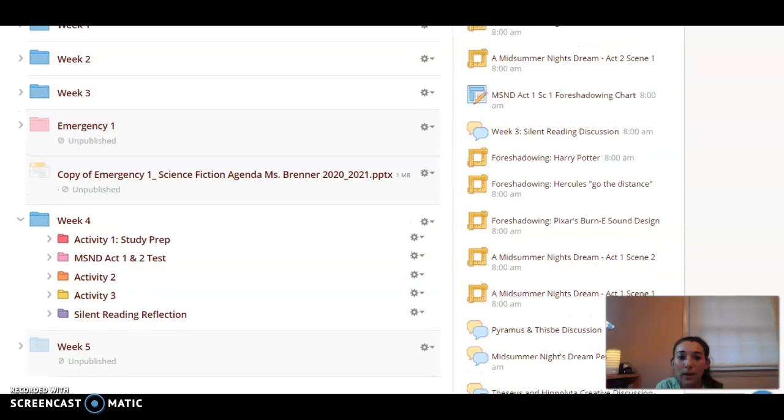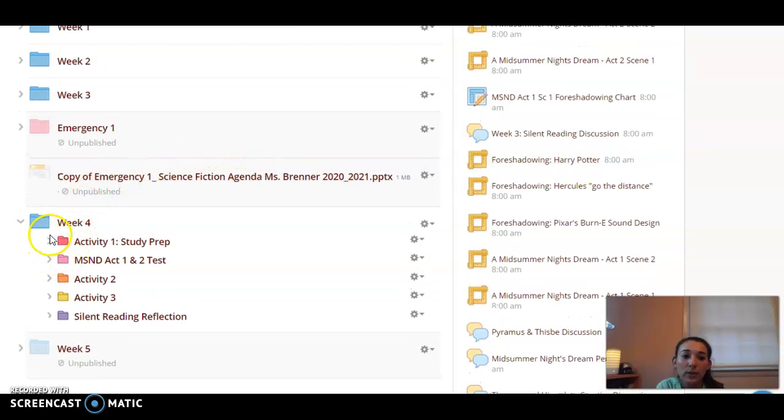Along with that, just once again, don't feel pressured that you have to do the test before you do any of these other assignments. You can work at your own pace and study throughout the week if that helps you to feel most comfortable with taking this test.